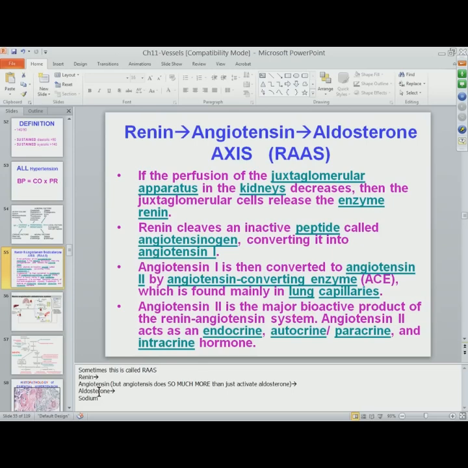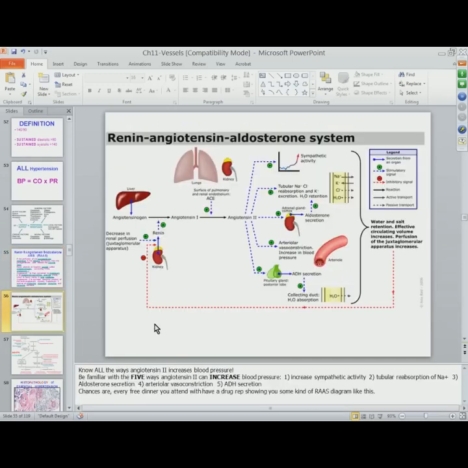Okay, and the net effect of aldosterone is to reabsorb sodium. And when you reabsorb sodium, you reabsorb water, and therefore you increase blood volume and, there you go, increase blood pressure as well. Here's another way of looking at it. This is the same thing we just said.